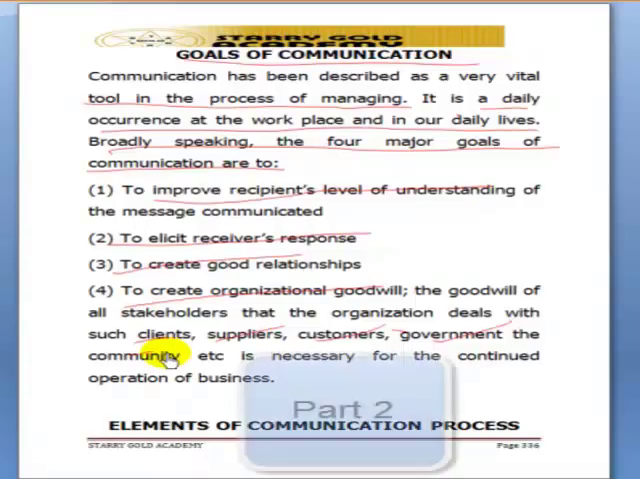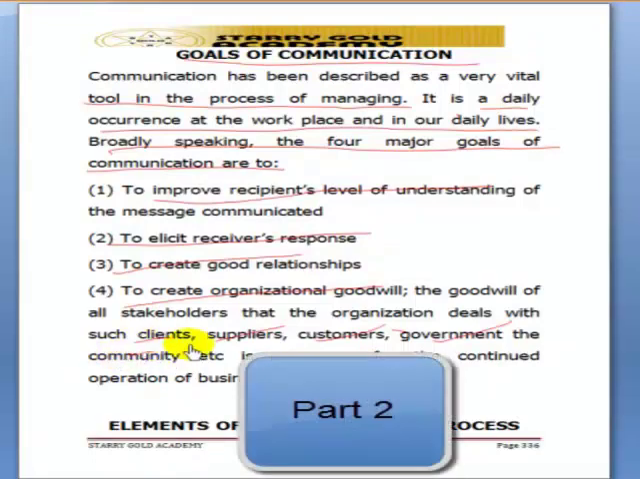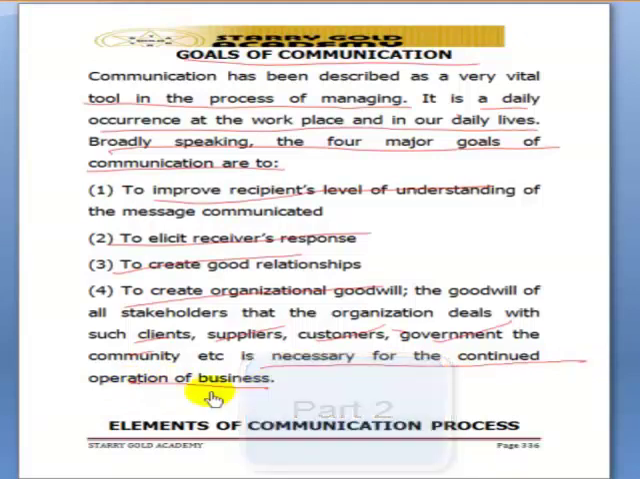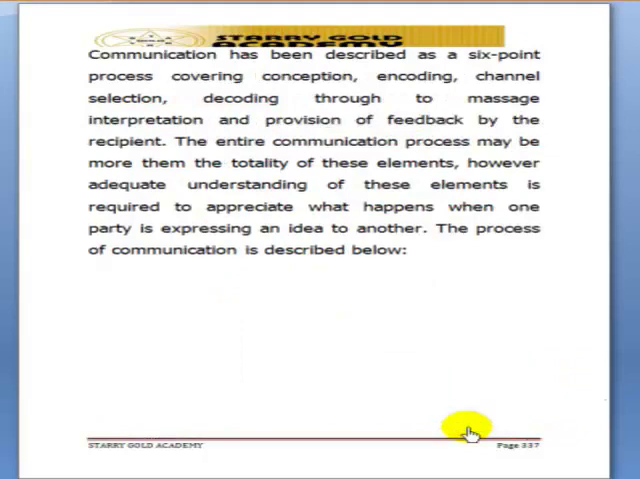Why we communicate, for the continued operation of business. This time around we are looking at the elements of communication process. We are now looking at the process of communication.